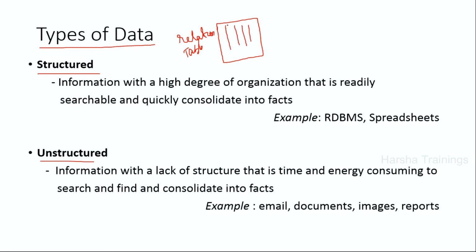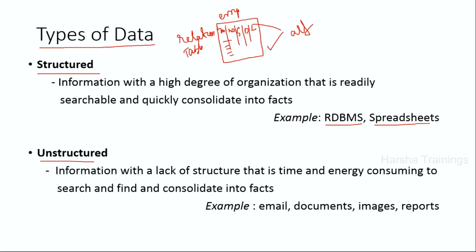In tables, we store the data in the form of columns. For example, let us take a table called employee: employee number, employee name, salary, designation, location. All these are called attributes. I may have rows. Rows are nothing but information stored in the form of a row. This is called structured data.